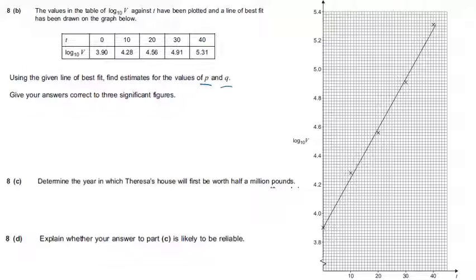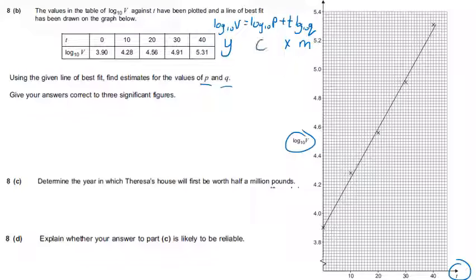So let's just write down that equation we had again, which was that log 10V is equal to log 10P plus T log 10Q. And we've just got to identify that this is like the equation of a straight line. So these are my y values, right? That's what we've plotted on the y-axis. T are the x values. That's what's on the x-axis. So then that means that log 10Q must be the gradient and log 10P must be the y-intercept.